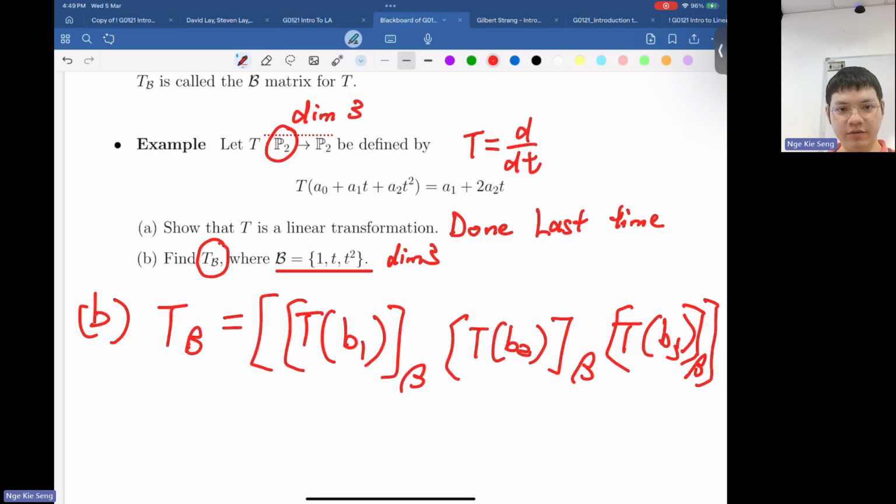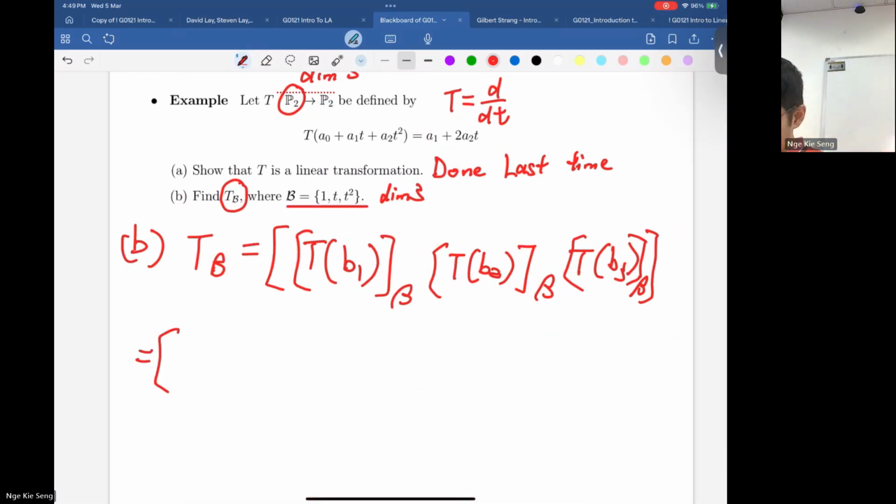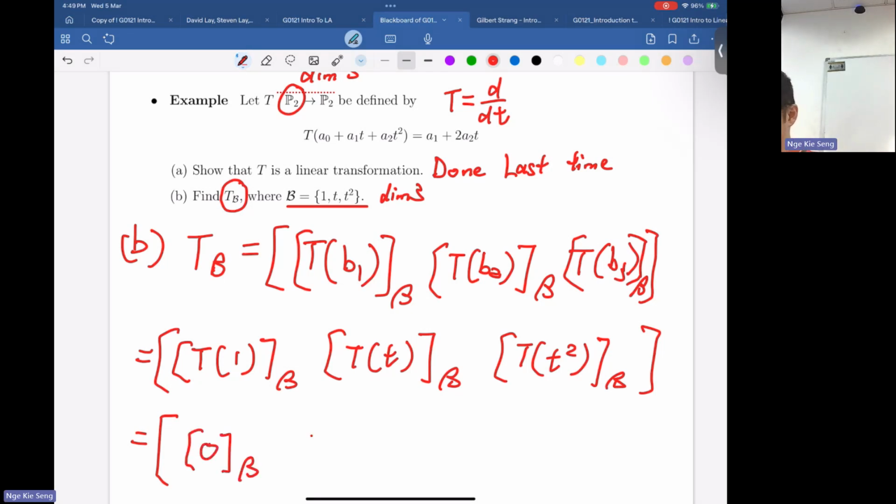Okay, let's go through. What are your b1, b2, b3 here? b1 is 1, given by the question. Then b2 is t, and b3 is t squared. So what is T of 1 here? You differentiate 1, what do you get? You get 0. Then differentiate t, you get 1. You differentiate t squared, you get 2t.